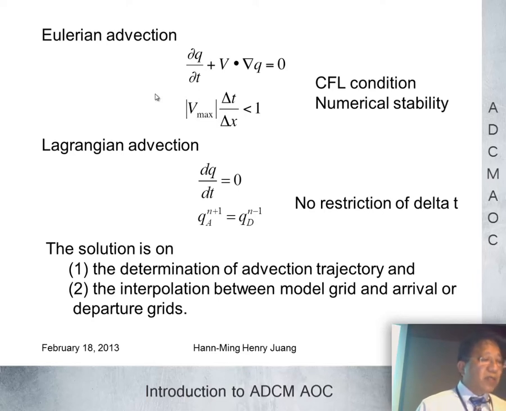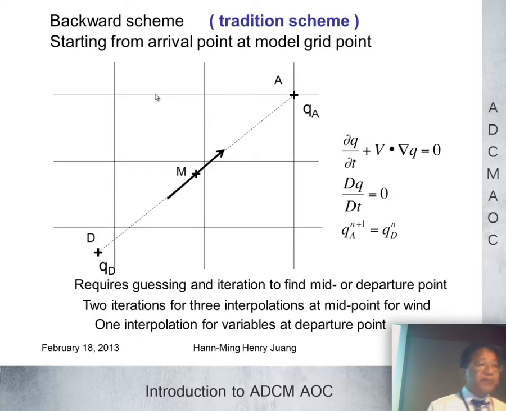But in order to have a Lagrangian direction, you have to decide the trajectory, and you have to do the interpolation between the green point and the departure and arrival green point. Okay, so that becomes a different technique there. For the traditional way, most people use the green point as the arrival point, and we search upstream to see where the wind comes from. And after that, we iterate to find a good solution for the departure point.